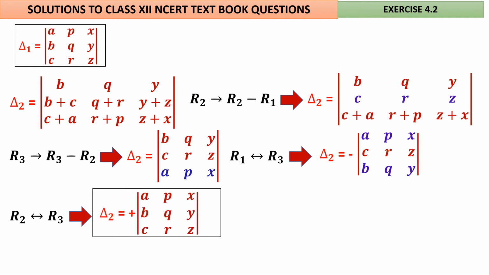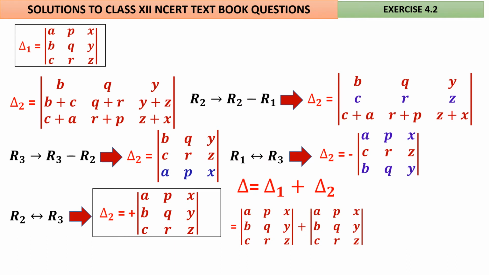Now delta 1 and delta 2 are one and the same. When you add them, you will get 2 times A, P, X, B, Q, Y and C, R, Z. Very interesting problem where we first split it, evaluate the determinants separately and add them, and you will get the RHS.